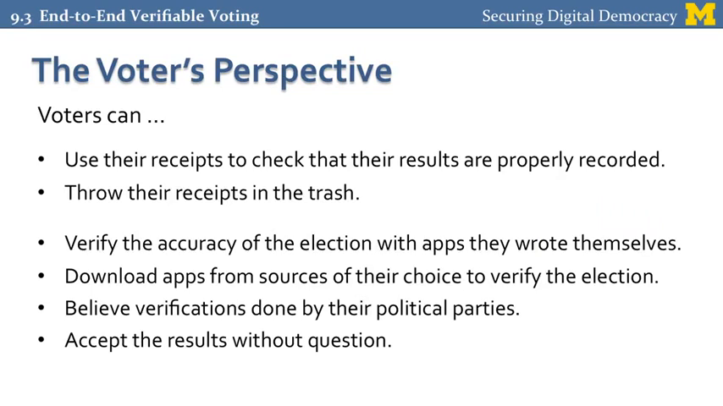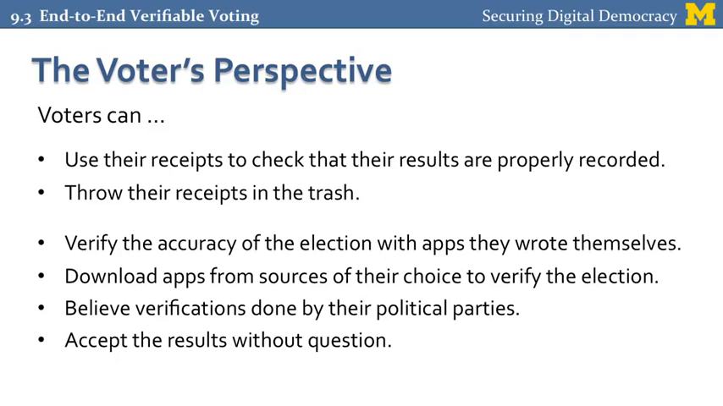So one neat thing about E2E is that it won't necessarily change what voters have to do. Voter participation is fundamentally optional. Voters can use their receipts to check that their results are properly recorded, or they can just throw their receipts in the trash. If enough voters check, however, this is like a form of distributed audit, and any large fraud is extremely likely to be caught.